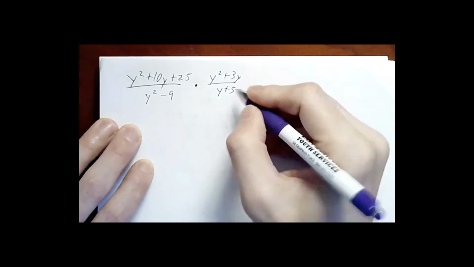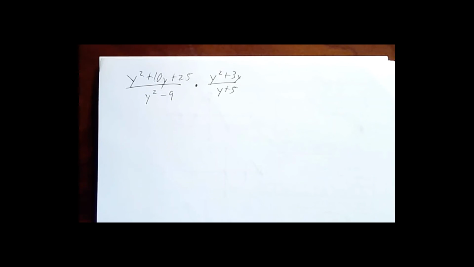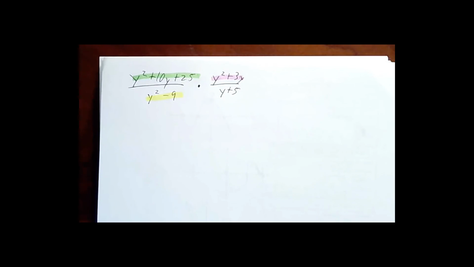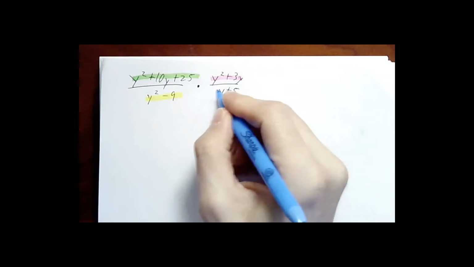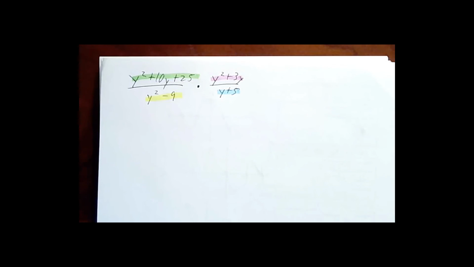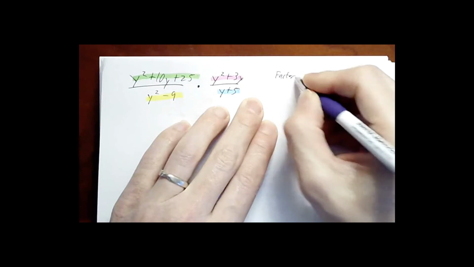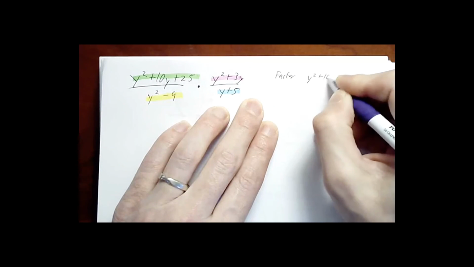Step number 1 is to factor completely. You want to factor every single polynomial we see here. I see 1 polynomial, 2 polynomials, 3 polynomials, and a 4th polynomial. And we want to factor each one completely. So I'm going to factor one at a time. The first one I'm going to factor is y squared plus 10y plus 25.